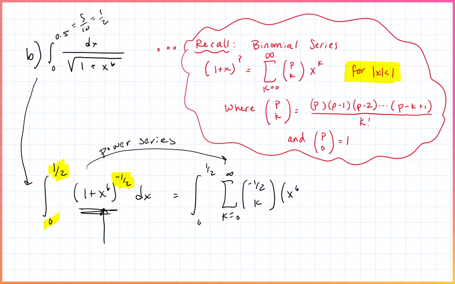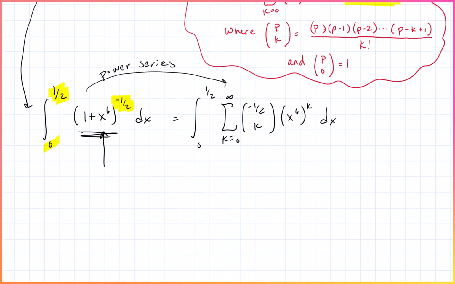So this is x to the 6th to the k. And we're going to integrate that from 0 to 1/2. So let's get this guy simplified a little bit. Before we integrate from 0 to 1/2, this is the power series of negative 1/2 choose k.